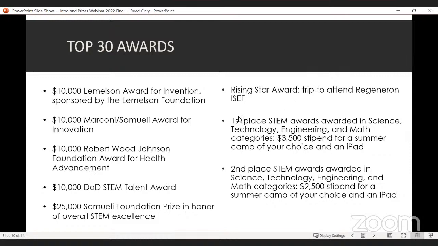In addition, we have several other awards, first and second place STEM awards in science, technology, engineering, and math for stipends to a summer camp of your choosing. So overall, a lot of great things that you can win if you enter the Broadcom Masters competition this year.